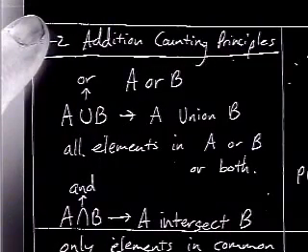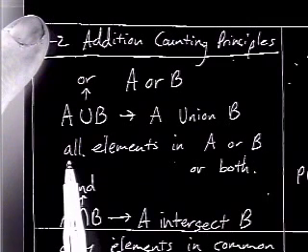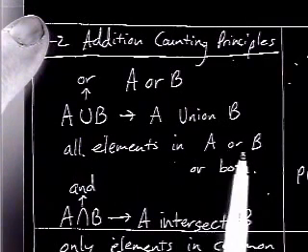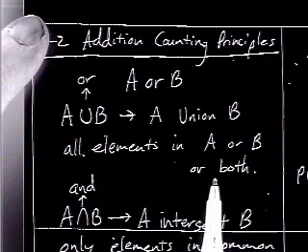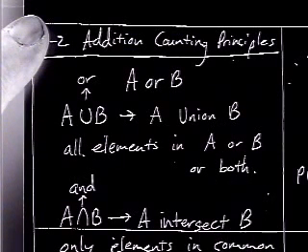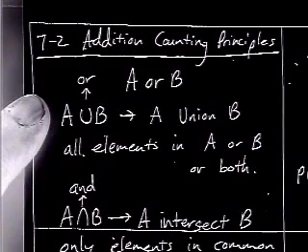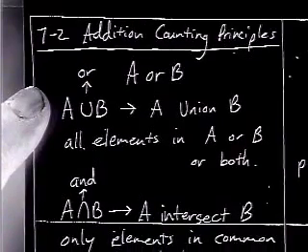and that means exactly the same thing. It really means all elements in set A or set B or both. All the elements that are in A or B or both. So if we're looking for A union B, we're looking for every element that's in both those sets.